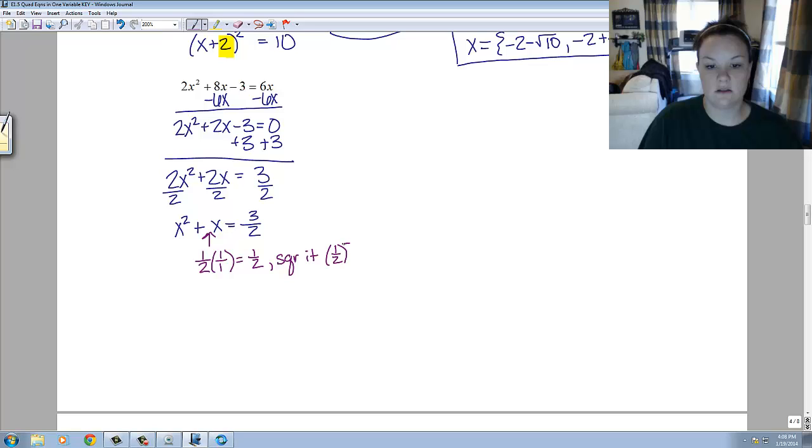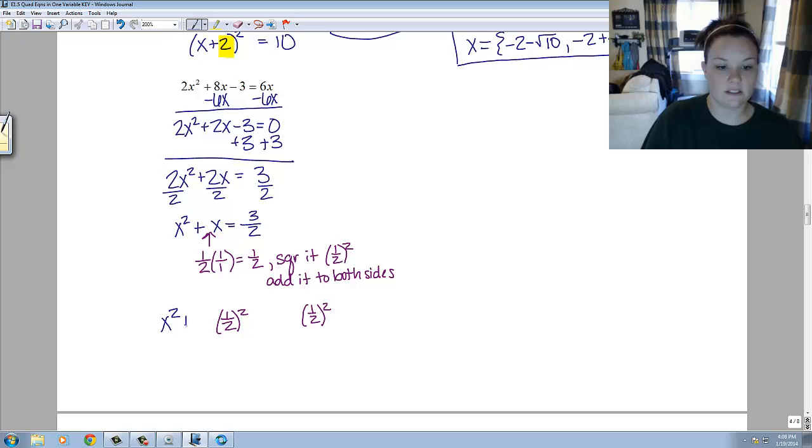So I'm going to go ahead and write that down here, and then I'll write in the rest of my equation. So 1/2 squared, 1/2 squared. So on the left-hand side, I have my original x squared plus x plus the 1/2 squared I got from completing the square is equal to the 3 halves from the right-hand side plus the 1/2 squared that I'm adding in from completing the square.